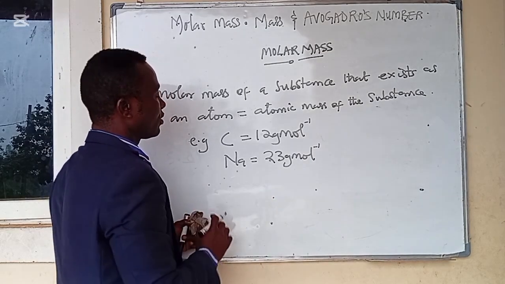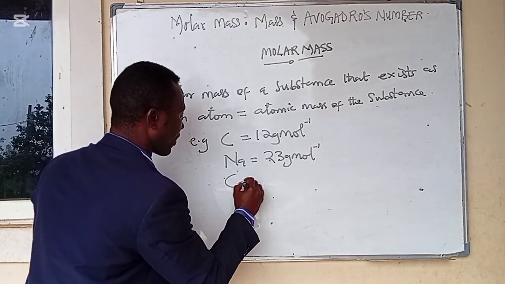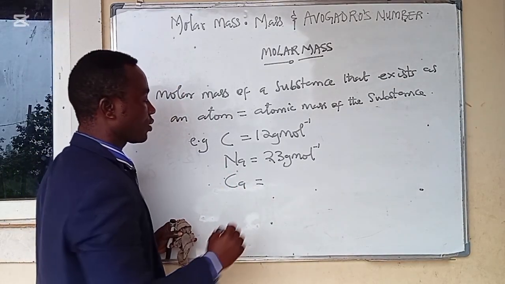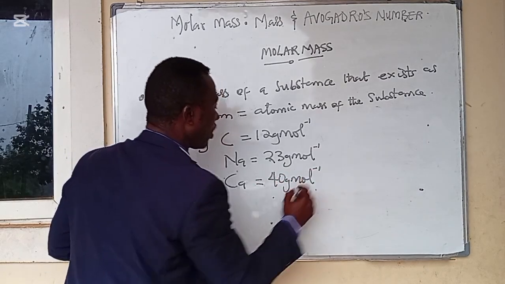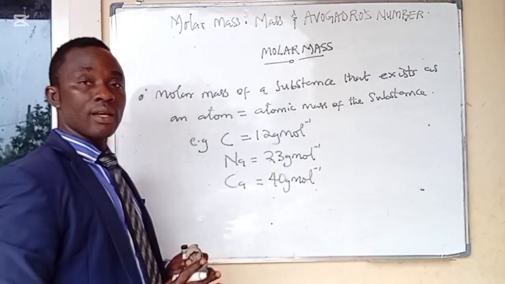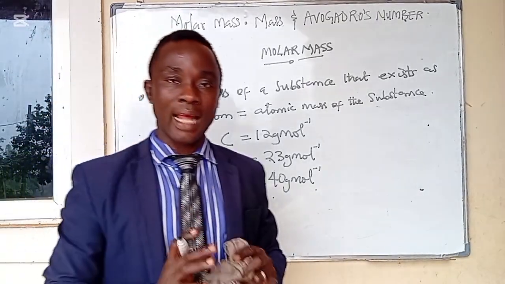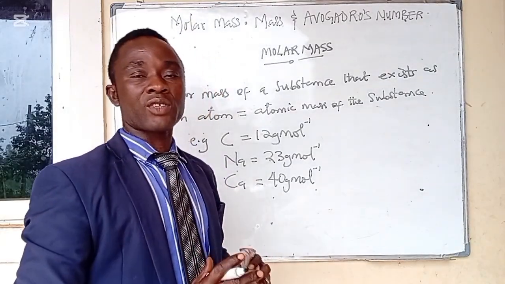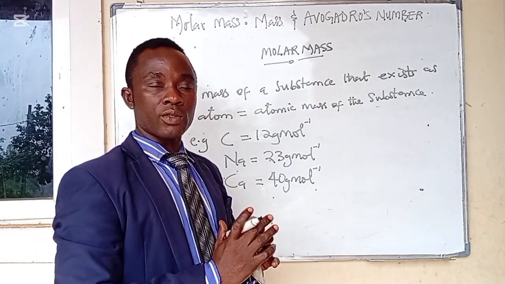Or let me take calcium. The molar mass of calcium, bigger than lithium, is 40 gram per mole. Now, all these elements I gave you here, or all these substances, exist as an atom. Remember, a molecule differs from an atom because a combination of atoms will give us a molecule.